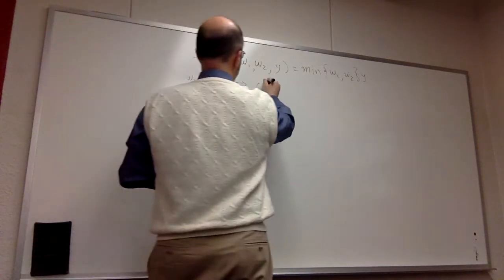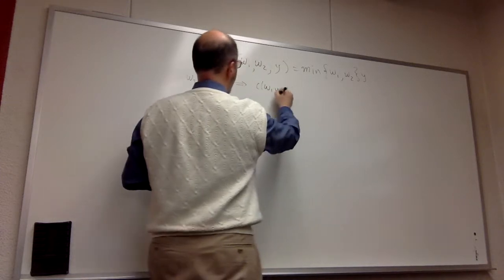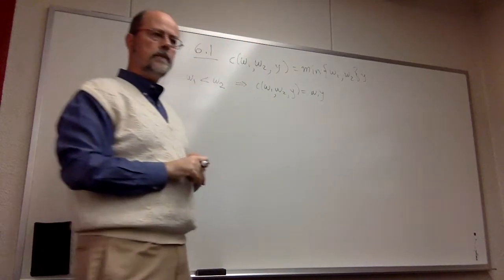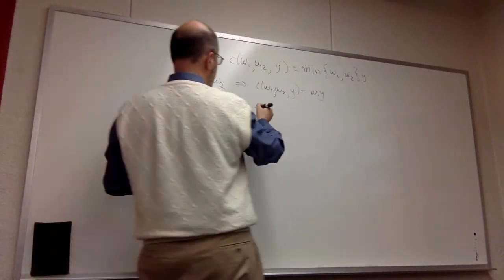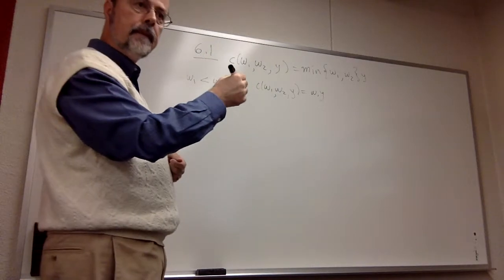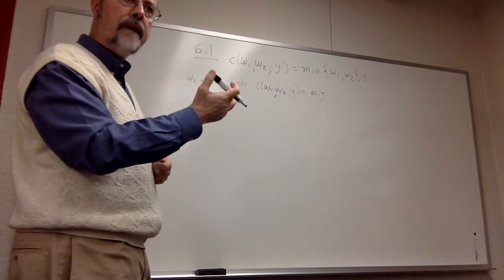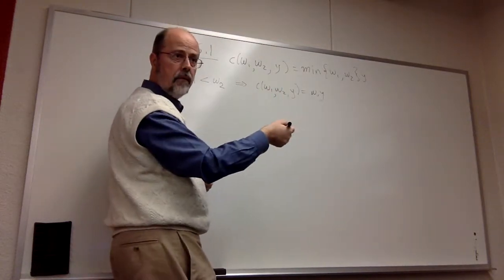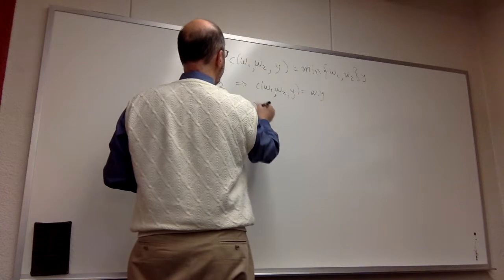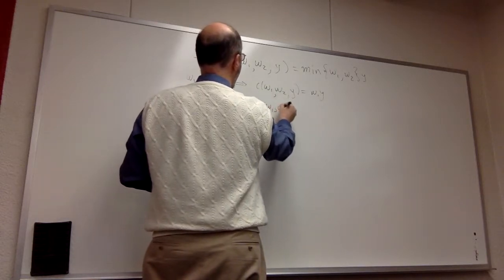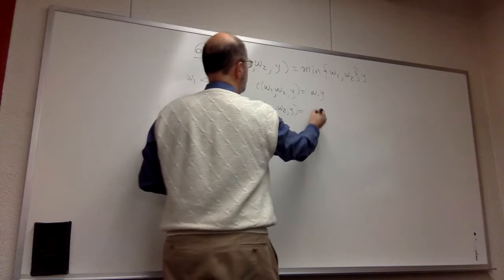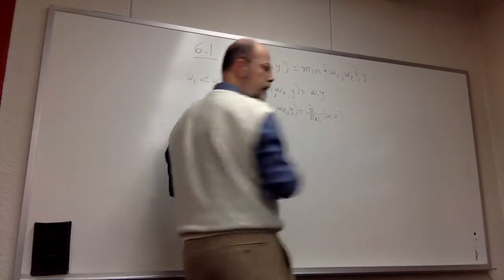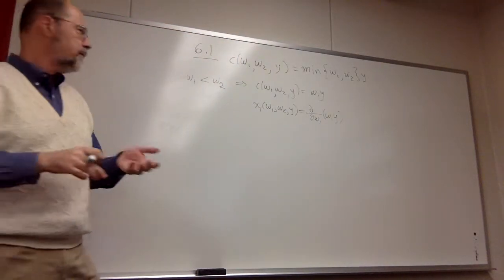then the cost function simply becomes W1y, right? Okay, so Shepard's lemma says, to find the conditional factor demand for x1, differentiate this with respect to W1, so we would have that x1 is the partial with respect to W1 of the function W1y, right? Which of course is y.